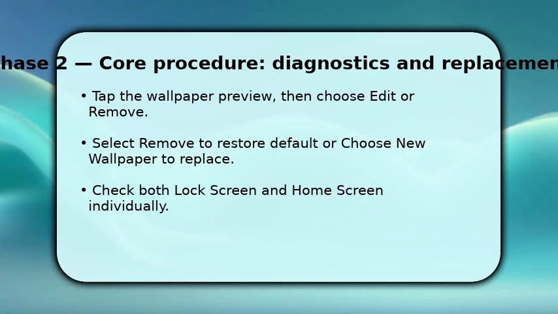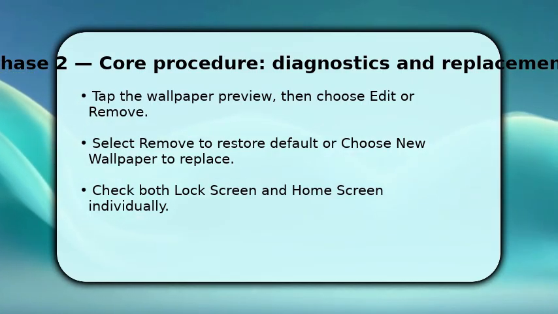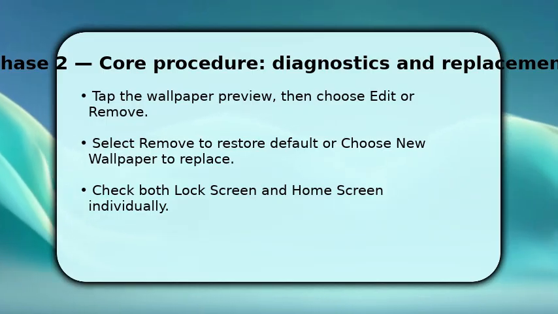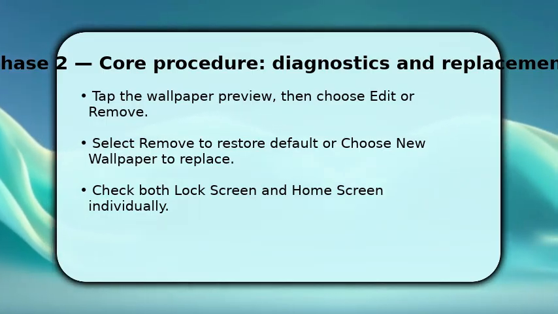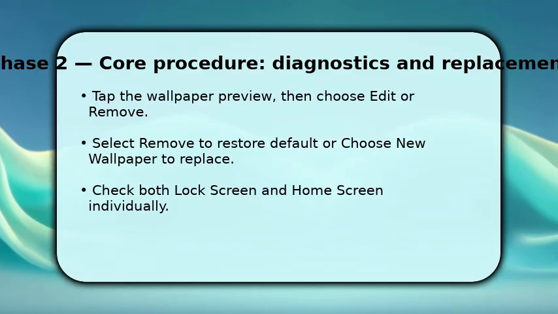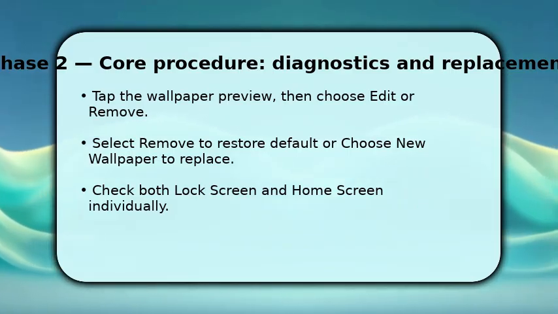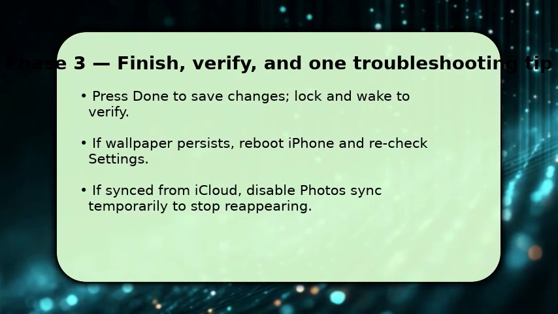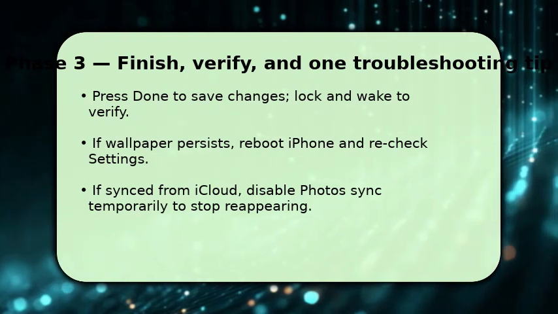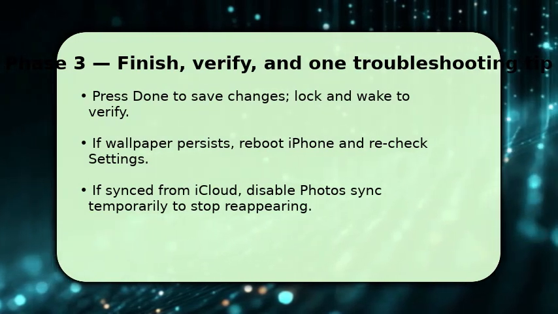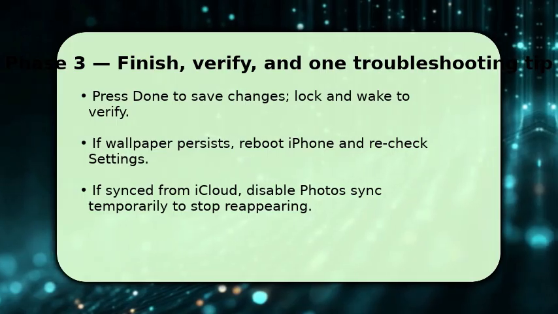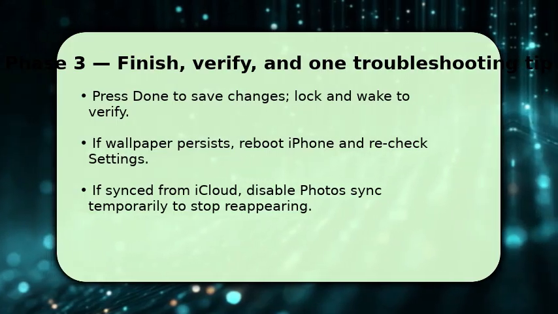Once done, confirm which screens update because lock screen and home screen are independent. Make sure to repeat the remove step if both screens use the same image. Finish by tapping Done, then lock and wake the phone to verify the removal. This confirms both visual and system state. If the old wallpaper still appears, restart the iPhone because a quick reboot clears cache and refreshes system settings.